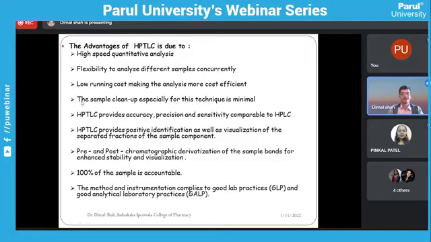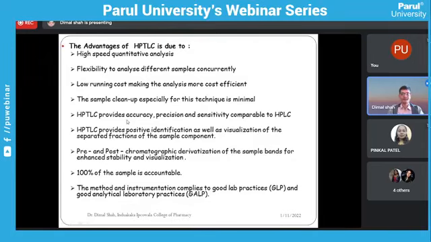Another biggest advantage that we are getting with HPTLC is that sample cleanup is minimum. Yes, you can put any sample on an HPTLC plate. That is not possible in case of HPLC. We need to extract our compound, we need to extract our sample from biological fluid or any other matrix, and then we have to carry out the analysis, because otherwise it will clog the column in HPLC. That is not the situation in case of HPTLC. Definitely, sample cleanup is required, but minimum is sufficient.